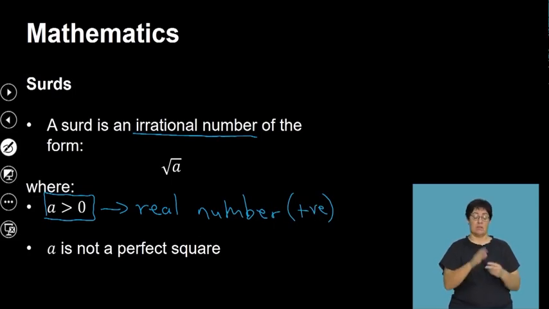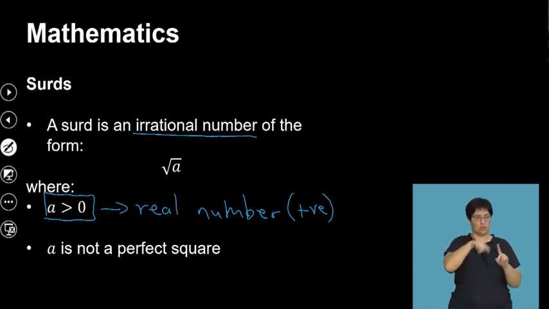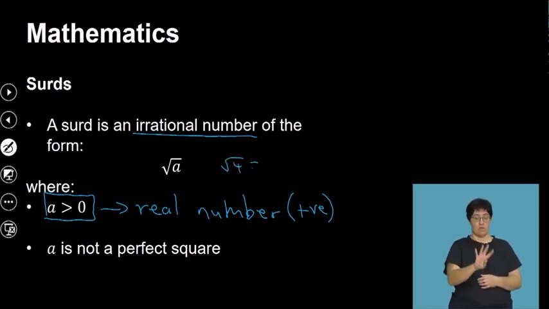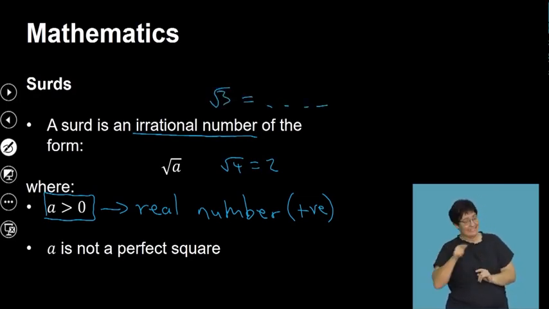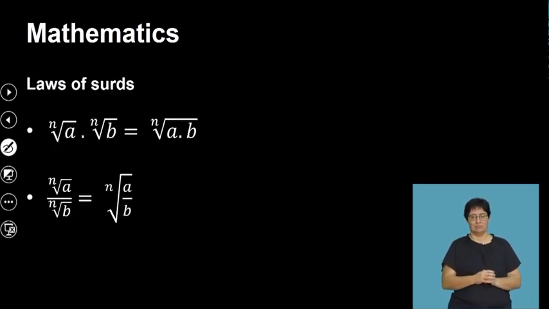Then number 2, a is not a perfect square. So a must not be a perfect square because as soon as it becomes a perfect square, it will no longer be an irrational number. It will now be a rational number, right? Remember, root of 4 will be equal to 2. So that's not an irrational number. But root of 3 will then be a decimal of some sort with non-ending decimals there.